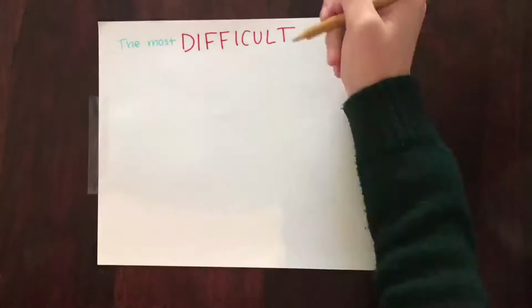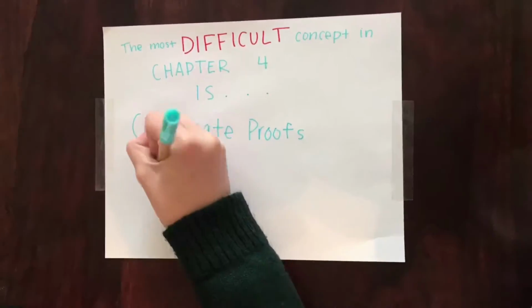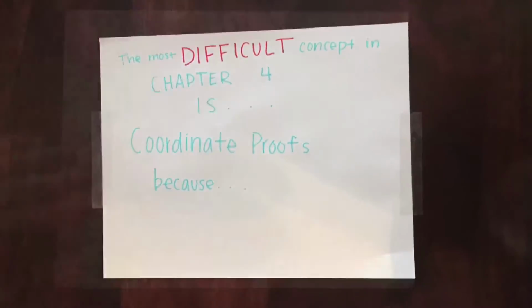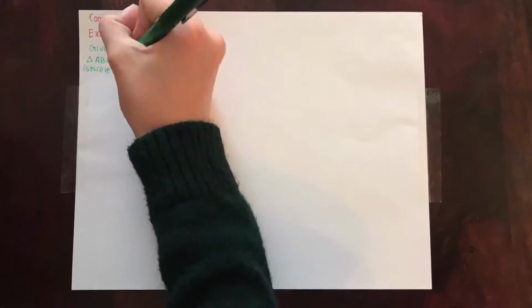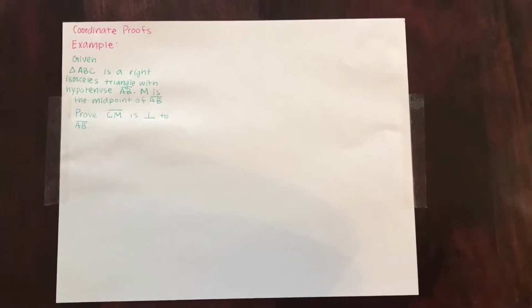The most difficult concept in Chapter 4 is coordinate proofs because they take a long time, they're complicated, and they have a lot of steps. In this example of a coordinate proof, the given is that triangle ABC is a right isosceles triangle with hypotenuse AB. M is the midpoint of AB. Prove that CM is perpendicular to AB.